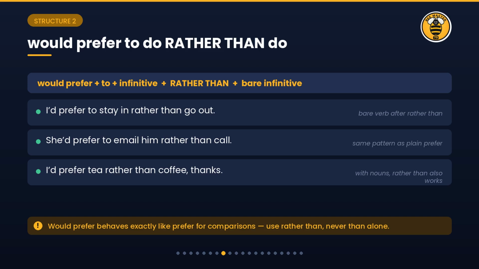One small note on the third example. With nouns in everyday speech, rather than is perfectly natural after would prefer. I'd prefer tea rather than coffee, thanks. What you should avoid is using them on its own after prefer or would prefer. Keep the two words together, rather than.